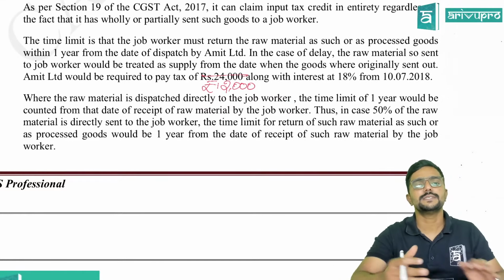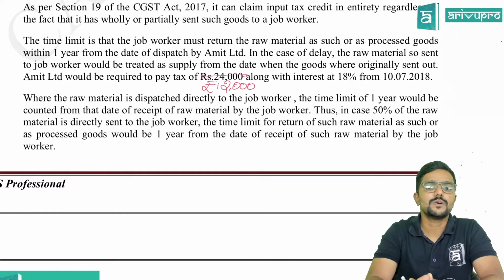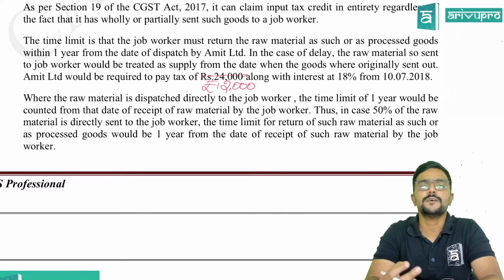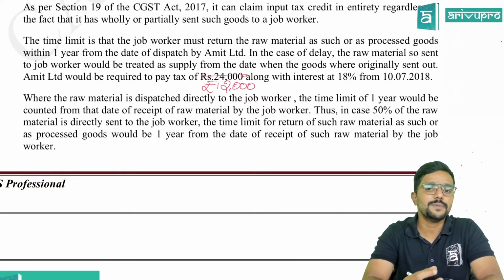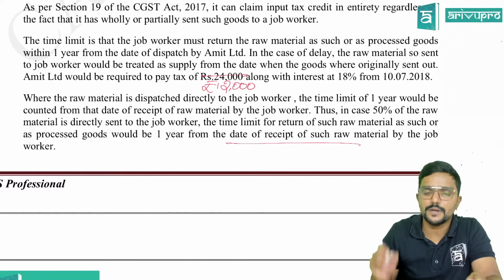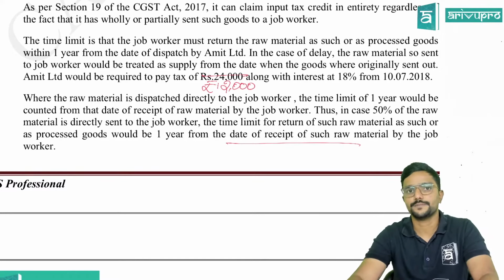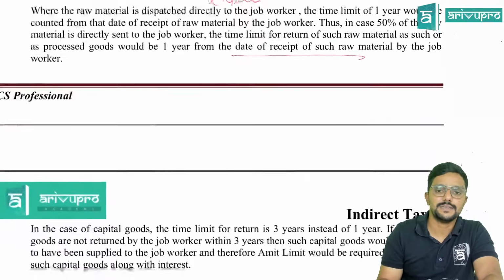Where the raw material is dispatched directly to the job worker, the time limit of 1 year would be counted from the date of receipt of raw material by the job worker. Thus, in case 50% of the raw material is directly sent to the job worker, the time limit for the return of such raw material as such or as processed goods would be 1 year from the date of receipt of such raw material by the job worker. 1 year will be counted from the date on which the job worker has received it.